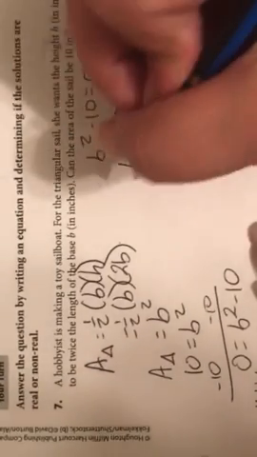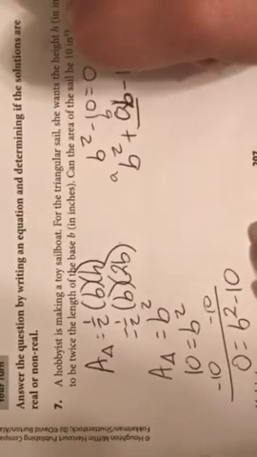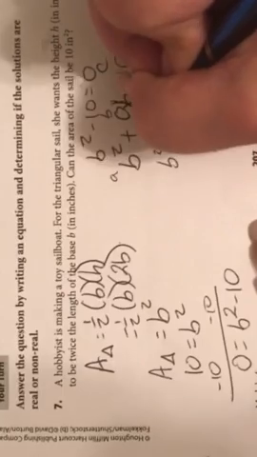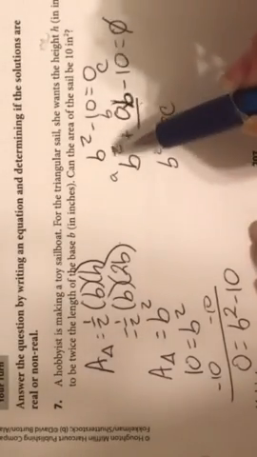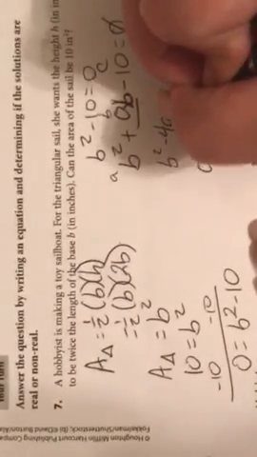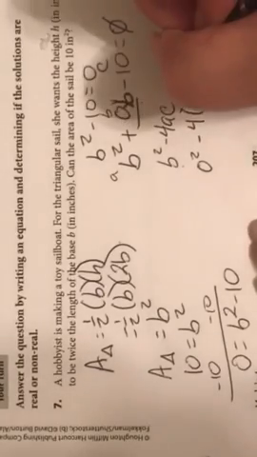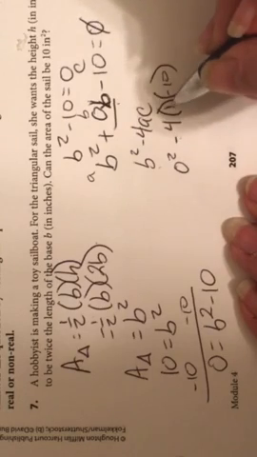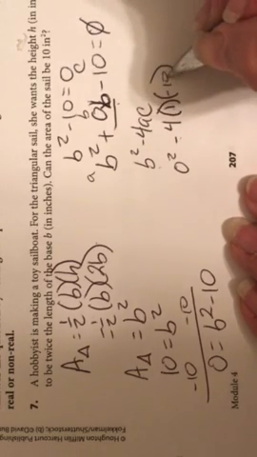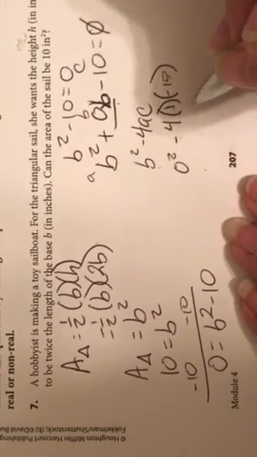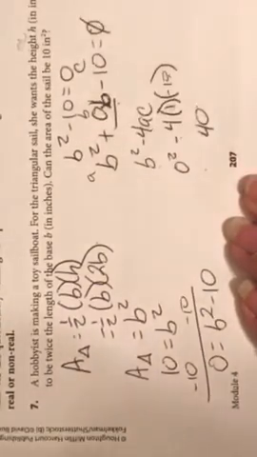Now we have a, b, and c. So b squared minus 4ac. Don't get confused with a b and a b. Our b is this number here. So 0 squared minus 4 times our a, which is an invisible 1, times our c, which is a negative 10. Well, we can do the math right now. Negative 4 times 1 is negative 4. Negative 4 times negative 10 is a positive 40. 0 squared is just 0. So 0 plus 40 is a positive number.